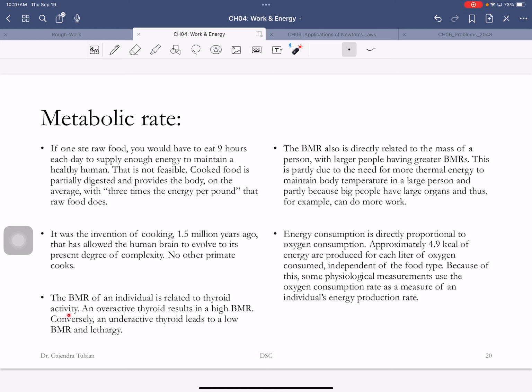The basal metabolic rate is related to thyroid activity. Also, basal metabolic rate is related to the mass of the person. Larger people have greater BMR. They have more mass, and they have to consume more energy. Energy consumption is directly proportional to oxygen consumption, so that's an easy way to measure how much energy is being consumed. You just measure how much oxygen you're consuming. We'll talk about that in a little more detail. Approximately 4.9 kilocalories of heat energy are produced for each liter of oxygen consumed.